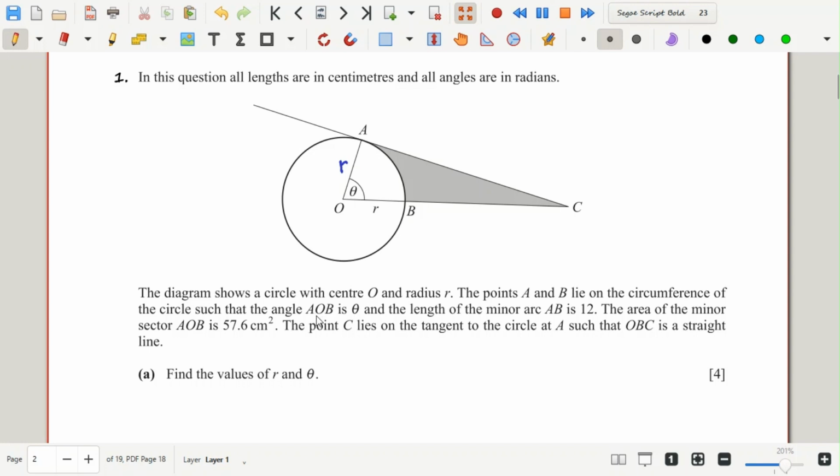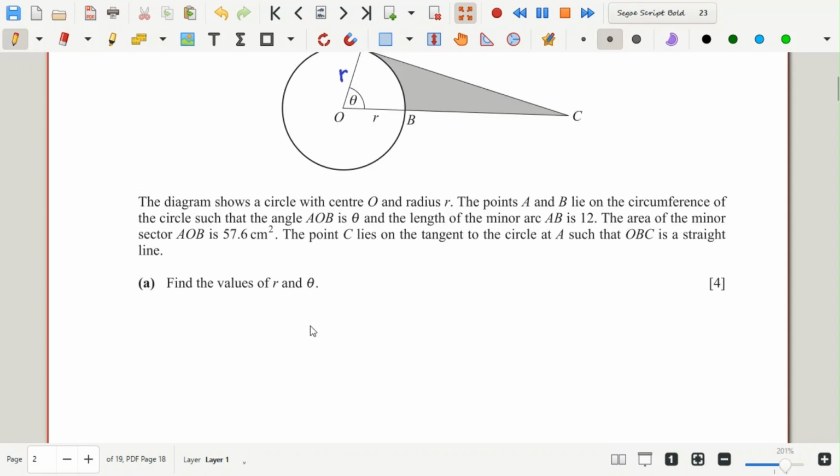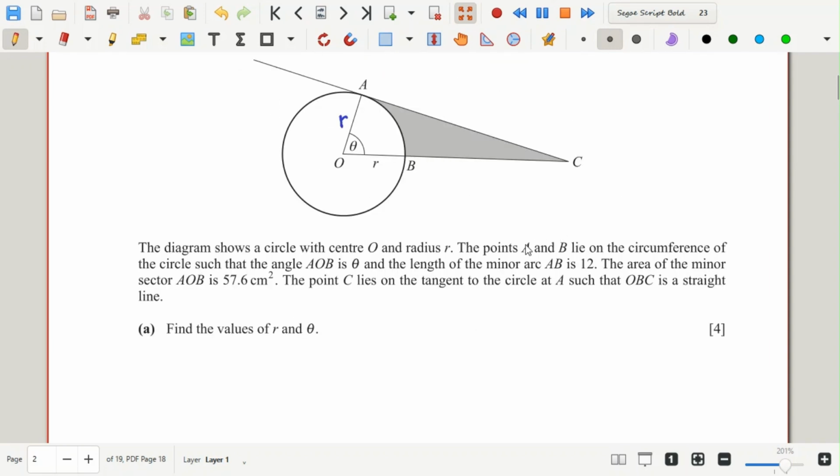Do you want to pause the video and try and solve it yourself and see whether you can do it? Now, the clue is, if you read the question carefully, the length of the minor arc is what? 12. Let's take that one first. The arc, called AB, is 12. So that means r theta is 12. Can I call this one equation 1?